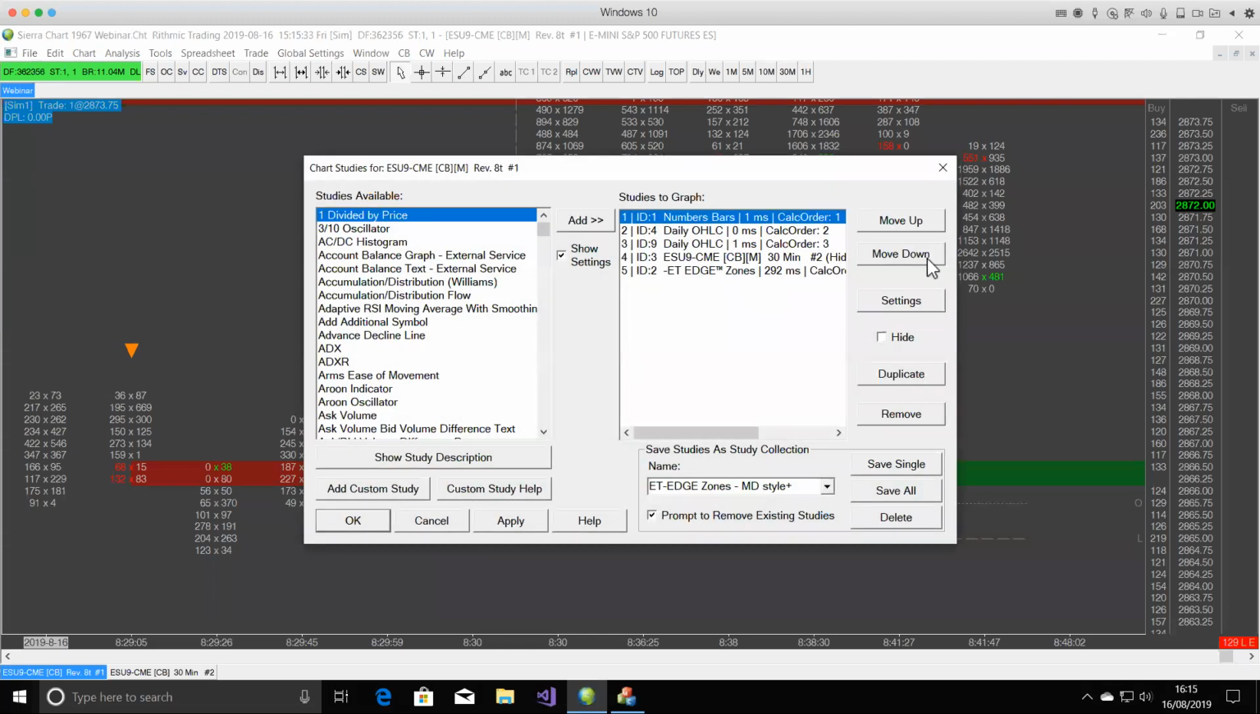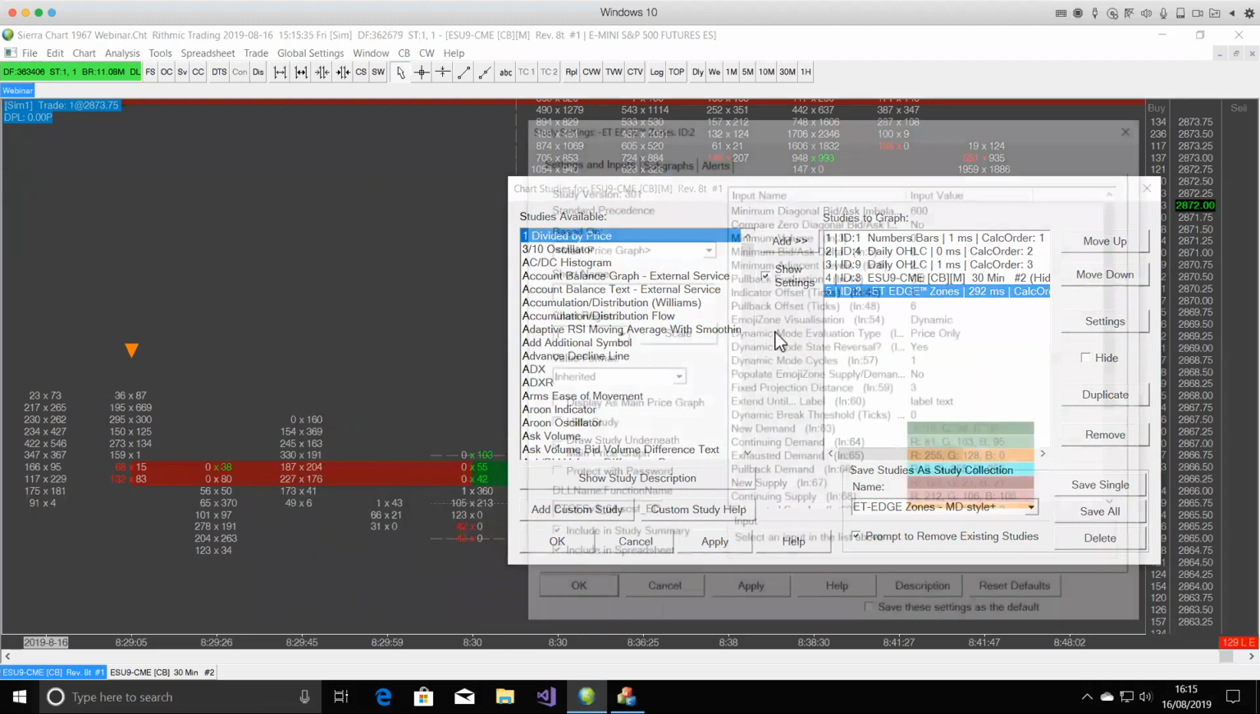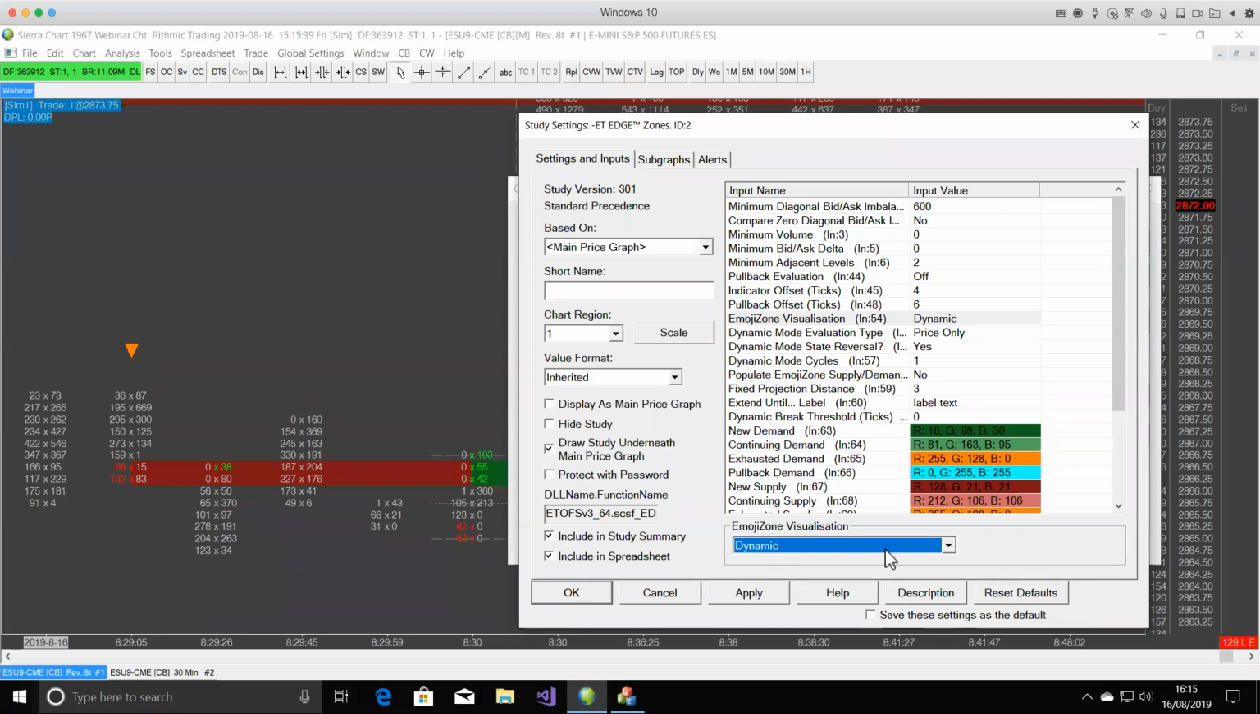The way in which we're controlling this is through our emoji zone visualization. I'm using emoji zone dynamic mode. I could just have fixed projection, in which case I'd only be alerted about that through a certain number of bars, which I specify here. So 3 bars is default. But in dynamic mode, I'm saying evaluate only on price. So rather than considering the order flow as we trade through here, I will only change state if I close above supply or below demand. If I don't want to see the reversal of the state, I turn that to no.